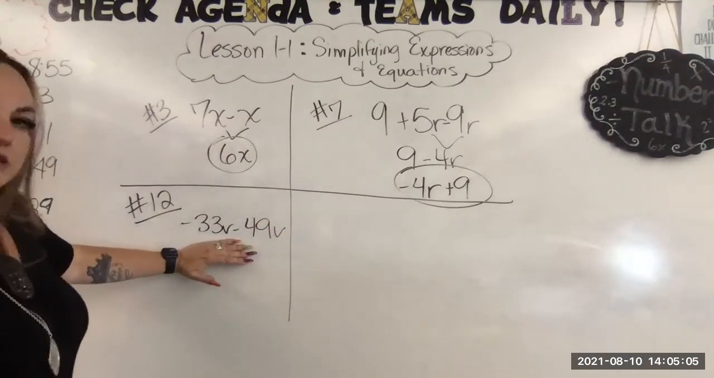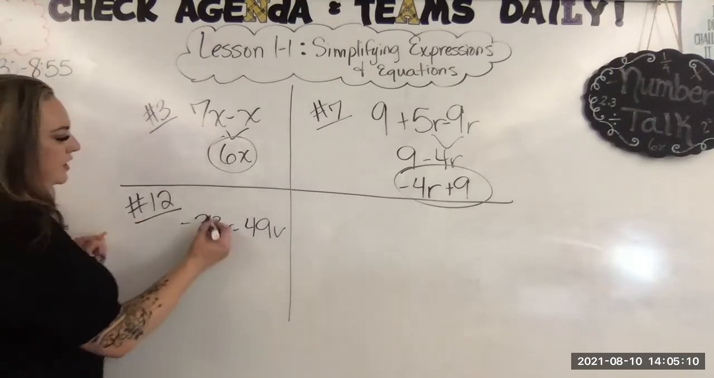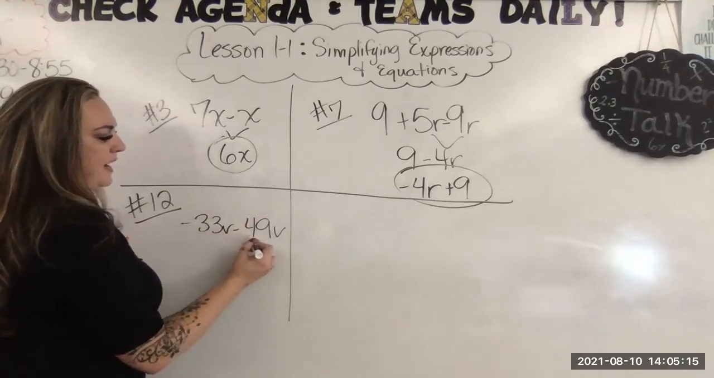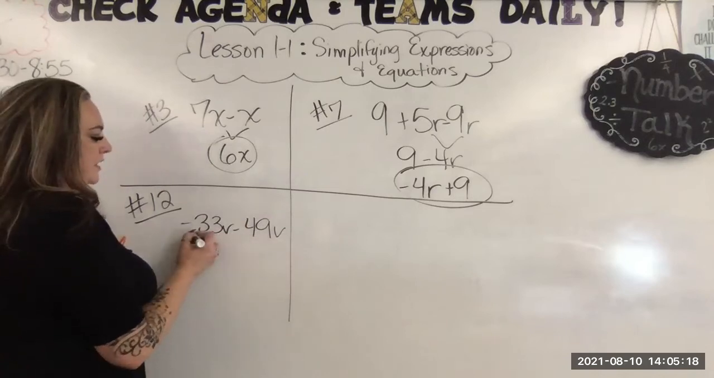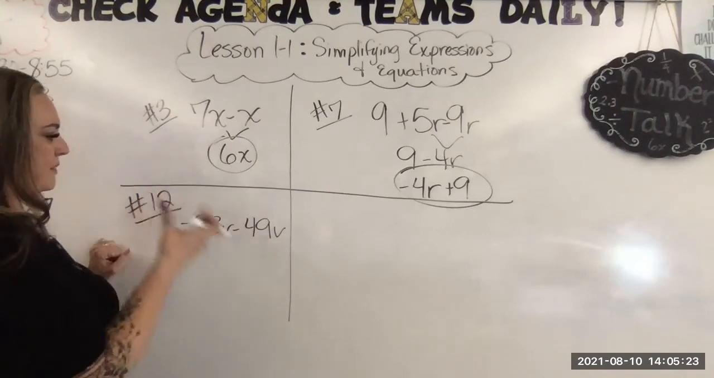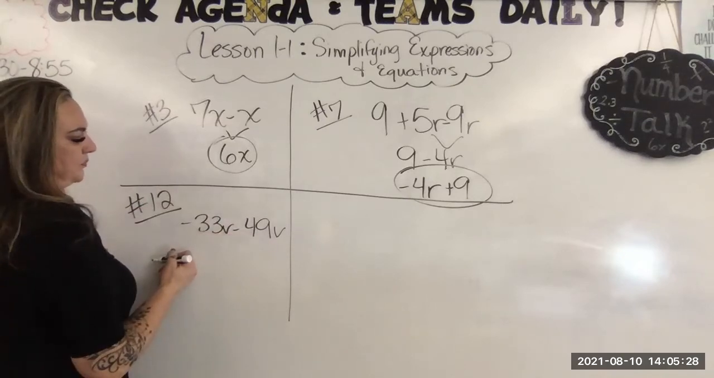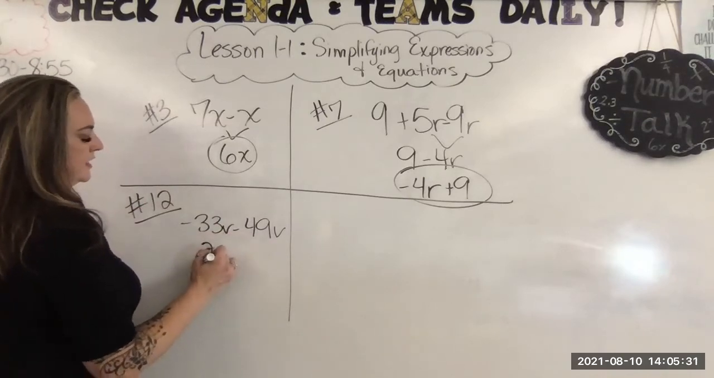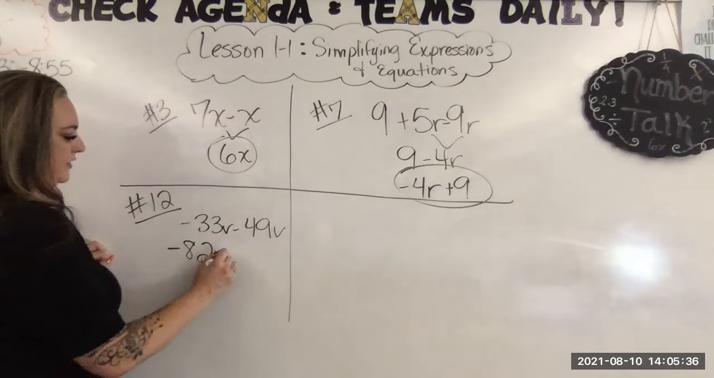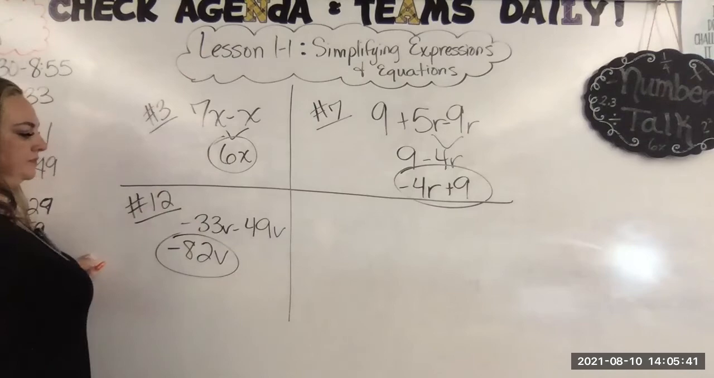They both are like terms. They both have v for the variable. So now we're going to look at the coefficients, these numbers in front. -33 minus 49. If you remember, they're both negatives, right? That means our answer is going to be negative. So we're basically adding 49 and 33. And we're going to get 82, and it's -82v. Okay, circle it, and we're done.